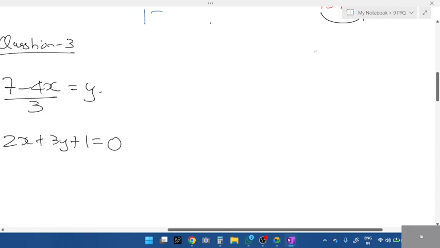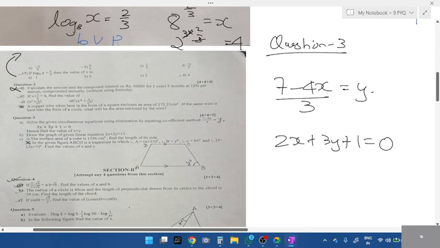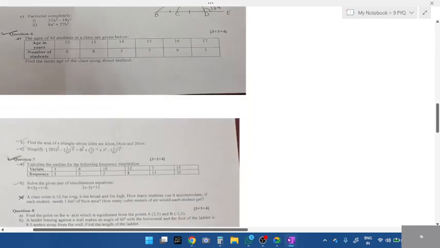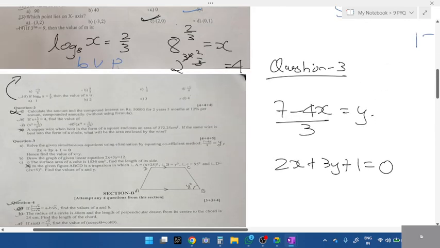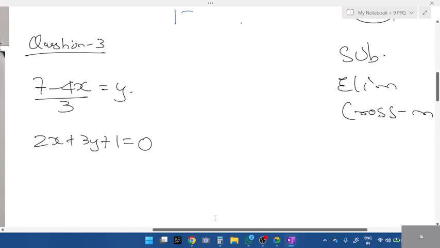What are the 3 methods we have? Substitution, elimination, and cross multiplication. We'll continue the paper even tomorrow. First we'll solve all this, you'll get an idea. Okay. Substitution, elimination method, students.